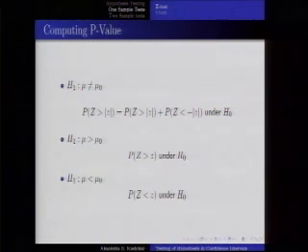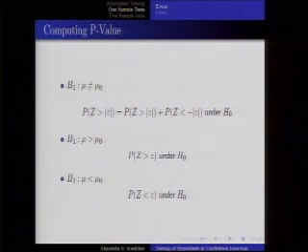And suppose we want to compute p values, then how do we compute? Again there are three things. If my H1 is mu not equal to mu naught, then I will have to compute probabilities on both the sides. So I would compute probability that Z is greater than mod Z plus probability that Z is less than minus mod Z under H0. Similarly, for mu greater than mu naught, we would have probability of Z greater than Z, and for mu less than mu naught, we would have probability Z less than Z.